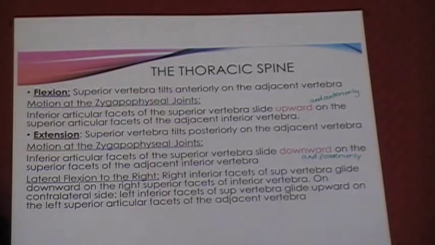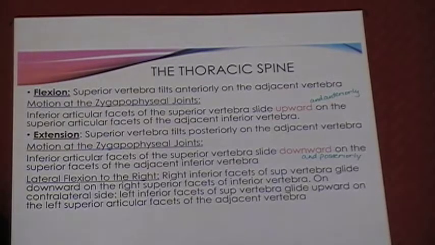So that superior vertebra is going to be tilting posteriorly on the adjacent vertebra. And then at the zygapophyseal joints, it's the inferior articular facet of the top vertebra going downward and posteriorly on the top facets of that bottom vertebra.